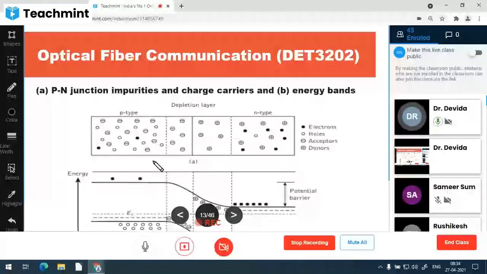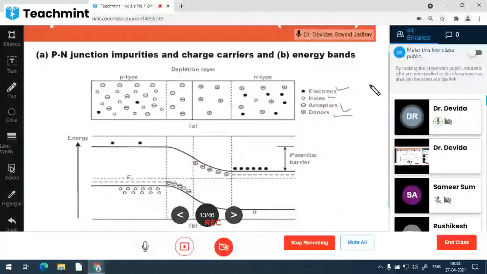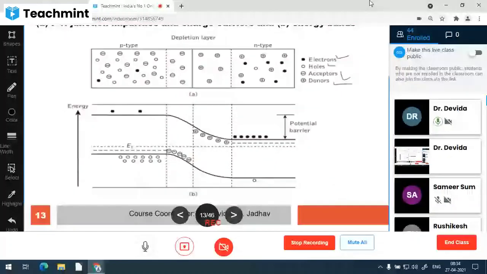So this construction of the junction we have seen in the last lecture. These are the symbols used: filled circle, empty circle, circle with negative sign, circle with positive sign, electron, hole, acceptor and donor ions. In p-type, a large number of acceptor ions and a large number of holes are there, and a very small number of electrons. In n-type, a large number of donor ions and a large number of electrons are there, and a very small number of holes are also there.